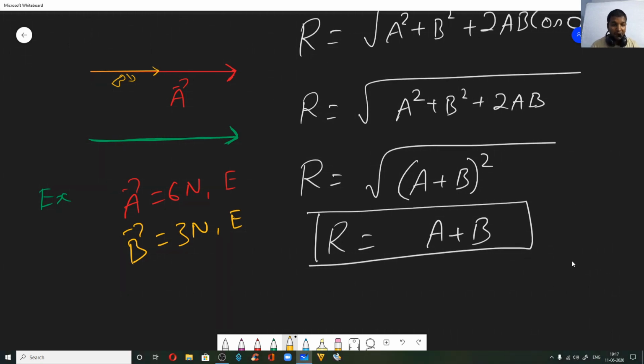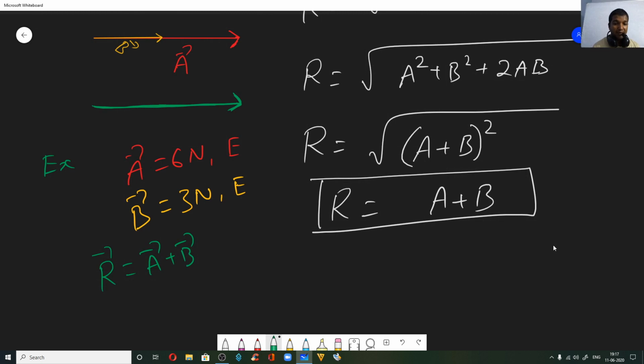From this formula, what did we get? The resultant is also in the east direction. So the resultant will be A plus B. In this case, it is simply adding A and B. So we have got the result, taking theta as 0. The magnitude of R is simply equal to the magnitude of A plus the magnitude of B. So R will be equal to 6 plus 3, that is 9 Newton towards east.